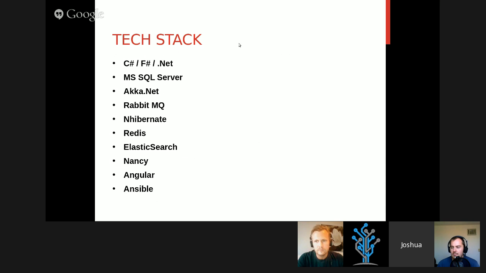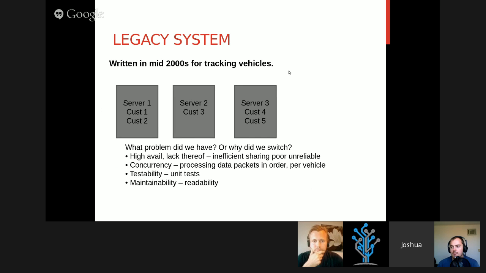So we are a .NET shop. We use SQL Server, Akka.net, but we also use a lot of open source software such as RabbitMQ, Hibernate, Elasticsearch. So we're not your typical .NET shop. We try to use the right tool for the job, and that's how we found Akka. So with our legacy system, you'll see this a lot.